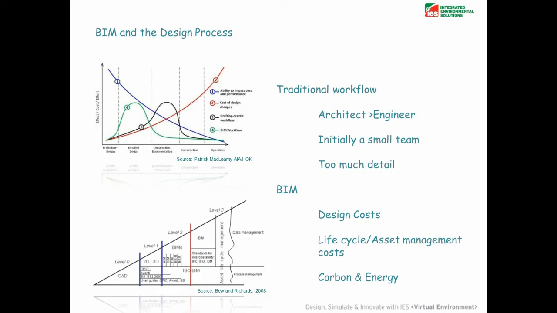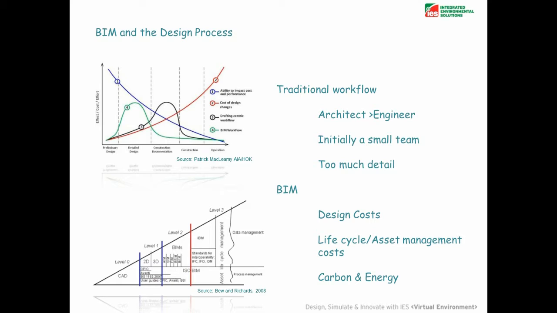You can see the two graphs here that probably a lot of you have seen a lot of in these BIM webinars. I've seen them myself. The main key point to look at is obviously the blue line here. One is the ability to impact the cost of design and performance as you go through a project, which is offset by the cost of the design, this red line here.